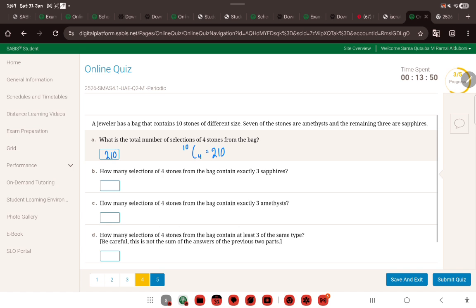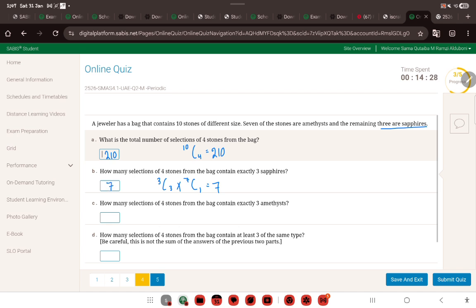How many selections of the 4 stones from the bag contain exactly 3 sapphires? So they want 4 stones and they want 3 sapphires. And they told us that we have 3 sapphires. So we're choosing 3 from 3 sapphires times 7, which are the amethysts, combination 1, because we need to fill in the 4th spot. So we do 3 combination 3 times 7 combination 1 to get the answer. We get 7.